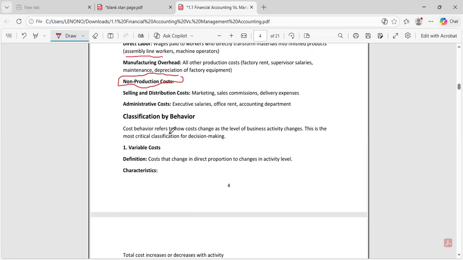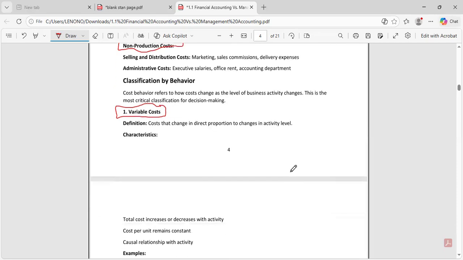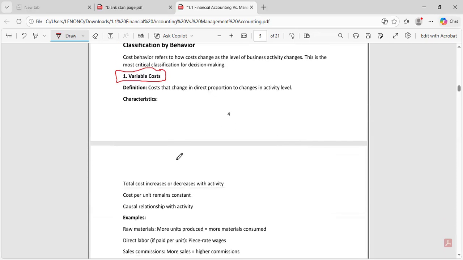So now, when we look at classification by behavior, cost behavior refers to how costs change as the level of business activity changes. This is the most critical classification for decision making. So we have what we call the variable costs. Definition: costs that change in direct proportion to changes in activity level. The total cost increases or decreases with activity. Of course, the unit cost remains constant.